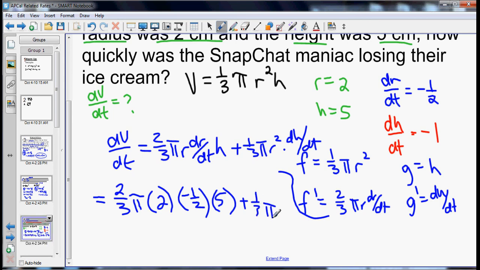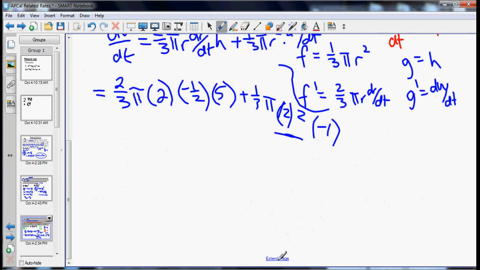So if we just plug all that in, we are going to try to leave it in terms of pi. That's usually best. With the first term I'll do 2/3 times 2 times -1/2 times 5. And I get basically -10 pi over 3. -10/3 was all I multiplied together, and I just stuck the pi with it. And then on the second term, we have 1/3 times 2 squared times -1. That gives us -4/3 pi, or -4 pi over 3. So our final answer is -14 pi over 3 is what is being lost in the volume of the ice cream per minute.